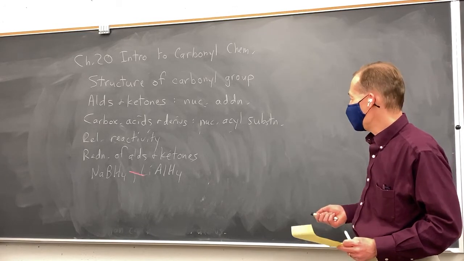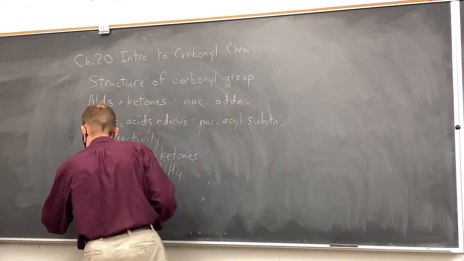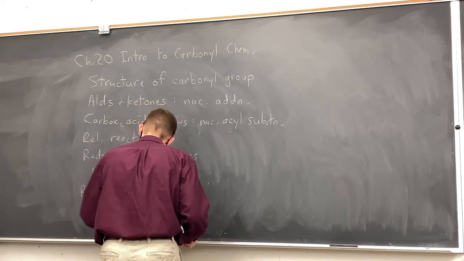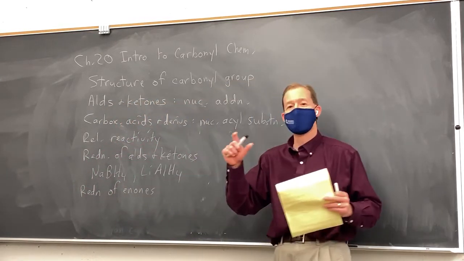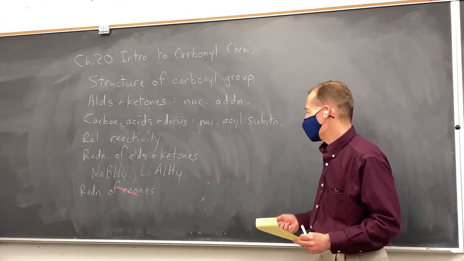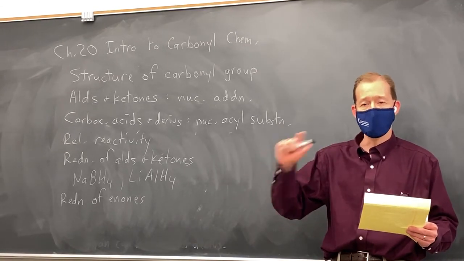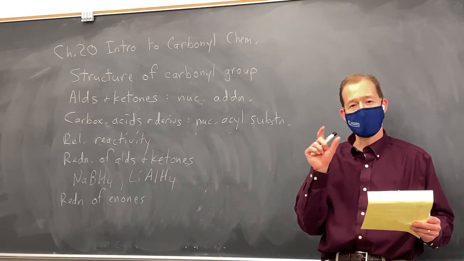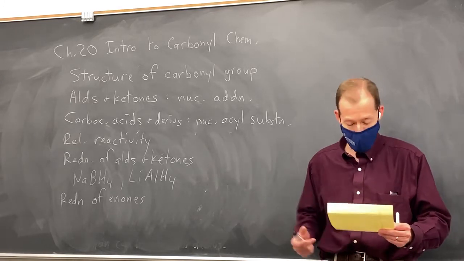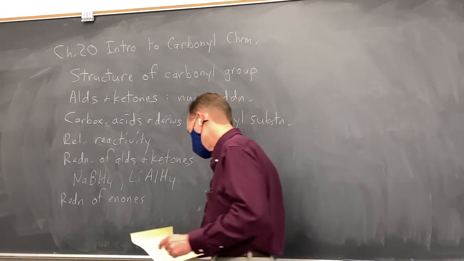So in these reductions of aldehydes or ketones, we also talked about the reduction of enones. Remember, an enone is an alpha beta unsaturated aldehyde or ketone where we have an alkene conjugated to the carbonyl group. And so you should know the different ways of reducing enones. We can reduce them where we only reduce the carbonyl group. We can reduce them where we only reduce the alkene. And then we can reduce them where we reduce both the alkene and the carbonyl group. And you should know the reagents that will accomplish those reductions.